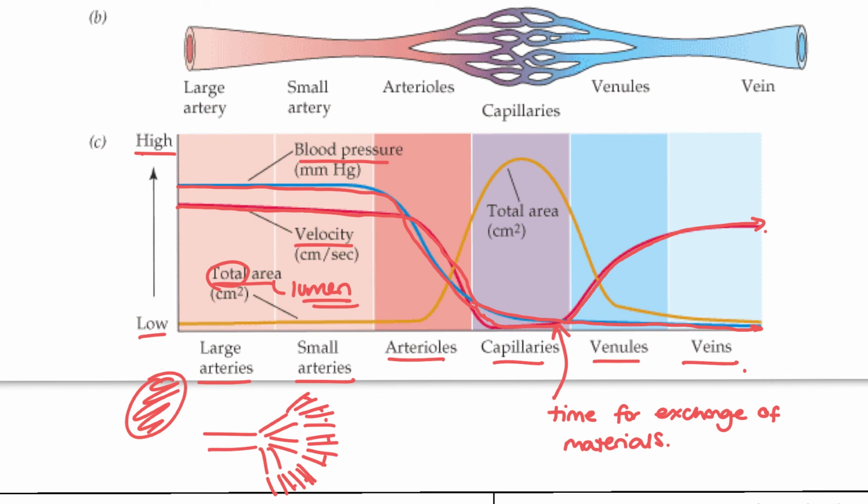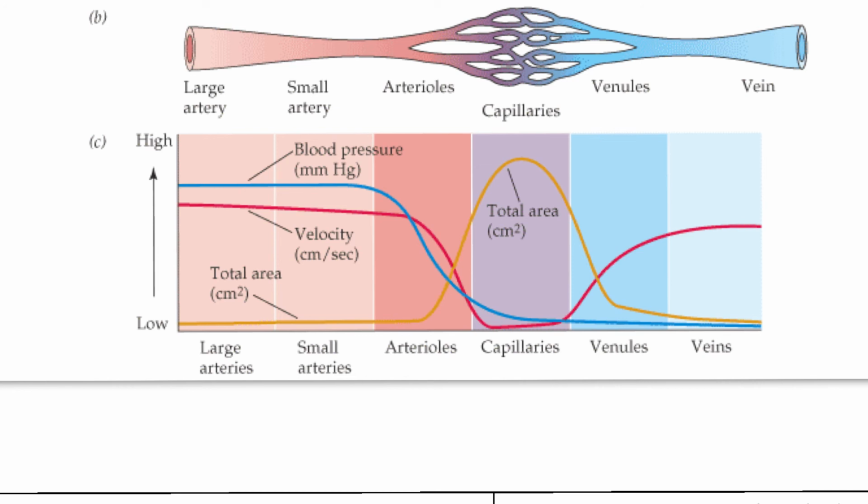So at first, the total area is low. And then as we move into arterioles, we start to get the branching. And so it goes up and up and up, and then obviously we have loads of branching in the capillaries, massive. Venules, they all start to join back together again. So we get smaller and then smaller and smaller in the veins. Just looking a second at the units, mmHg means millimeters of mercury. That is what that is measured in.